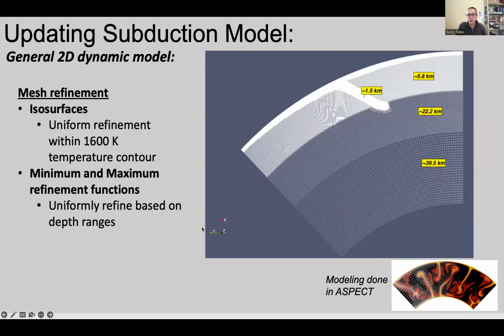I have a non-uniform mesh. Our highest refinement is in the slab and lithosphere, where we're interested in those conditions, using the isosurfaces strategy to refine based on a temperature contour, and then coarsening as a function of depth using the minimum and maximum refinement function. We really have our finest resolution of about 1.5 kilometers in the slab, and then coarsen outwards from there and with depth.